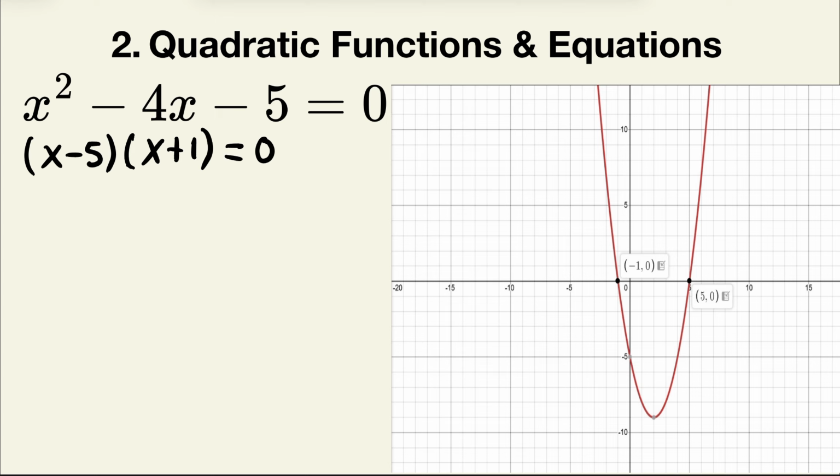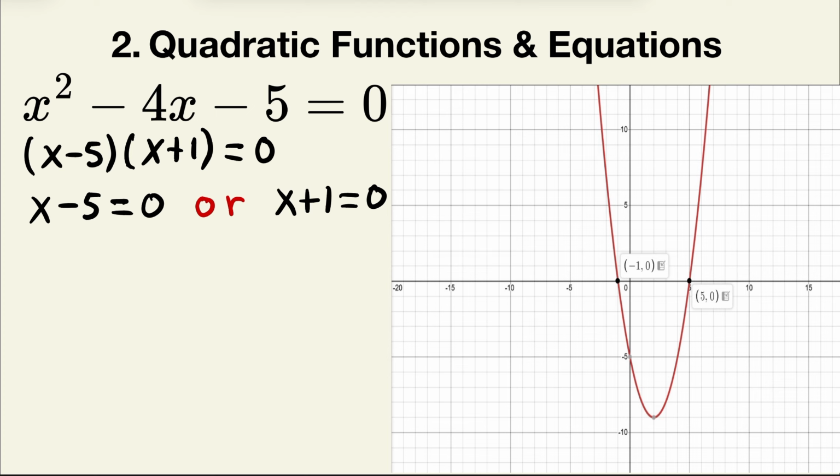Okay, so next I solve each equation. And so I will go ahead and do that by setting each factor equal to 0. So we have x minus 5 equals 0, or x plus 1 equals 0. Okay, and so all we have to do is solve each equation.